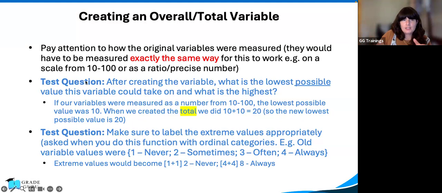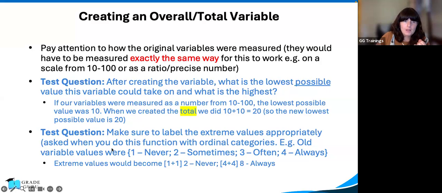Okay, so again, your test question is, what would the lowest possible value be for this variable? A scale from 10 to 100, if that's what we're working with. If 10 was the lowest possible value, what we just did is 10 plus 10, given that they're measured in the same way, which they usually are. 10 plus 10 equals 20. So 20 is now the new lowest possible value, and the new highest possible value would be 200.